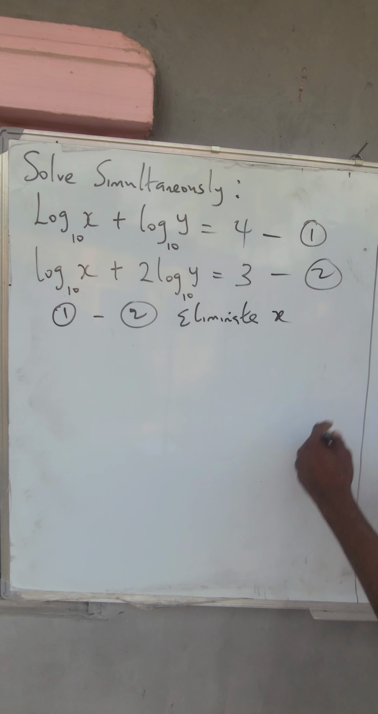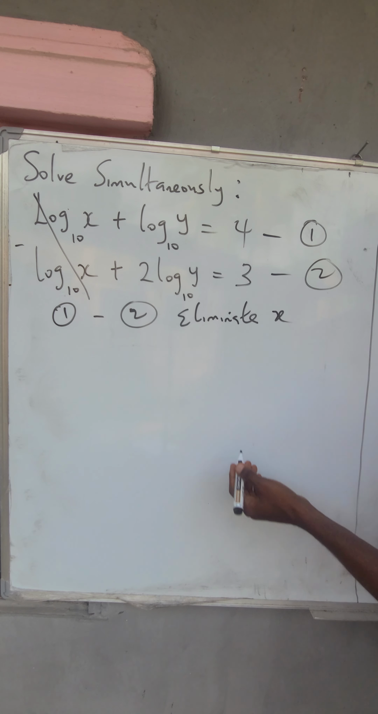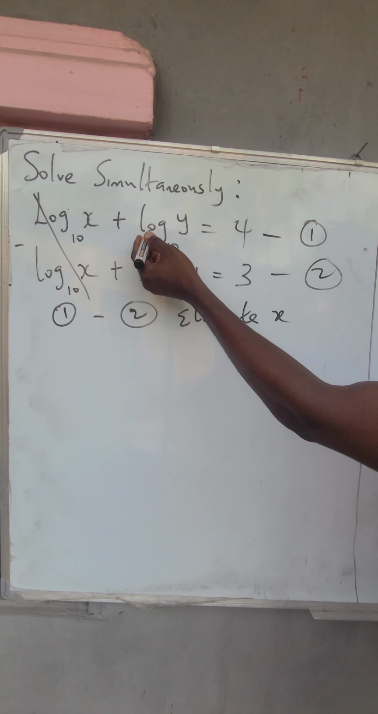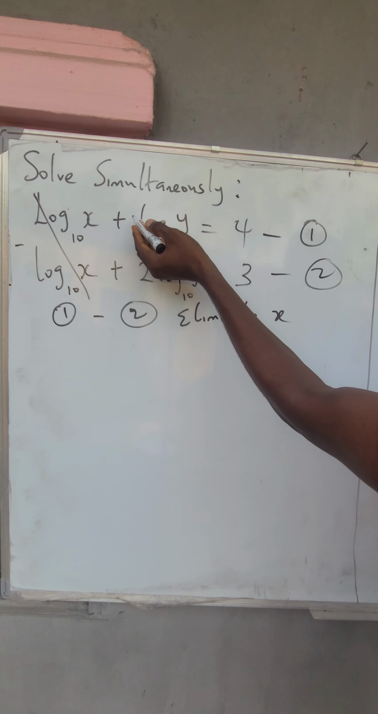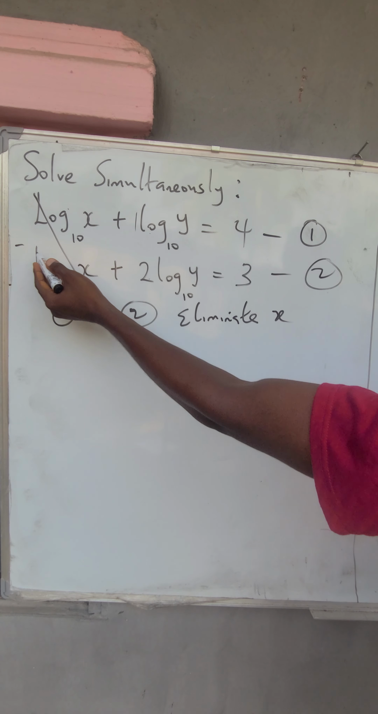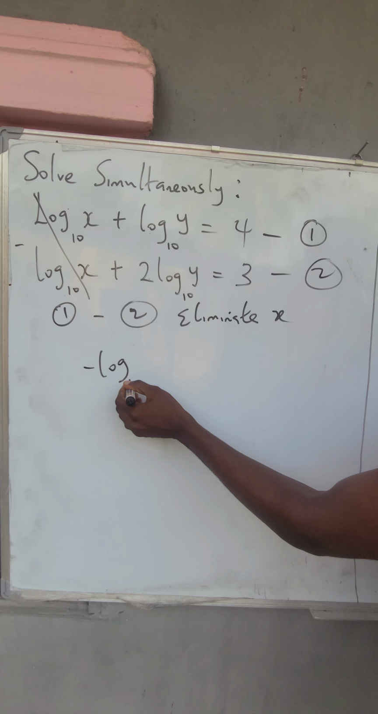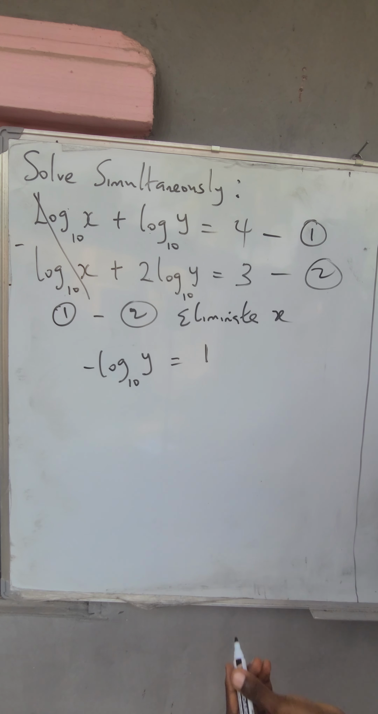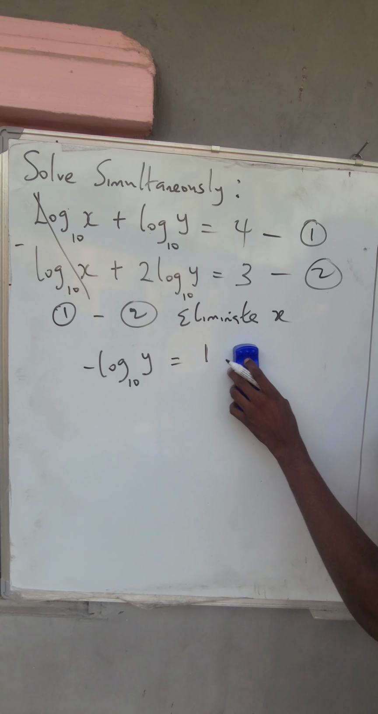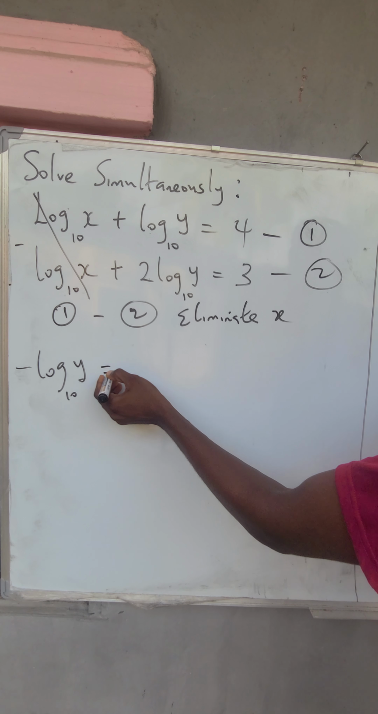So how do I go about it? We subtract. This minus this is out. Now you have log base 10 y minus 2 log base 10 y. Just look at this as the same thing, just that the coefficient here is 1 and here is 2, so you have 1 minus 2, which is minus 1. That means this is minus log base 10 y, and this equals 4 minus 3, which is 1. So here you have minus log base 10 y equals 1.